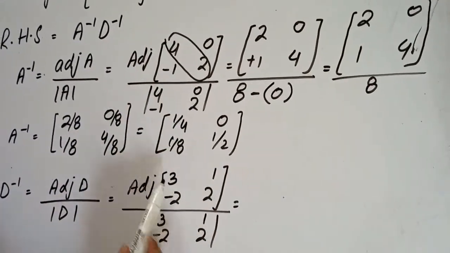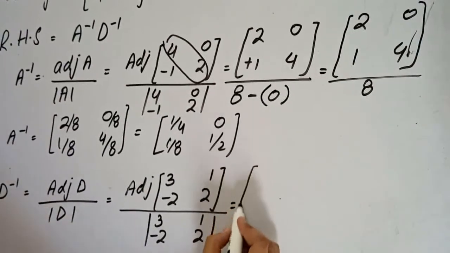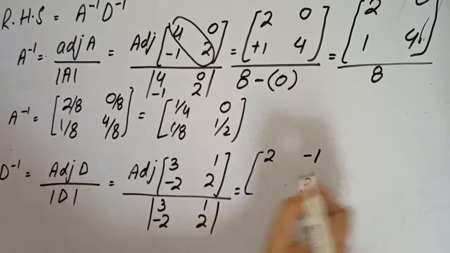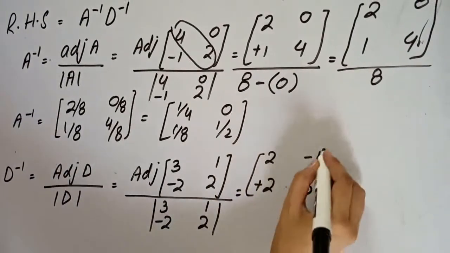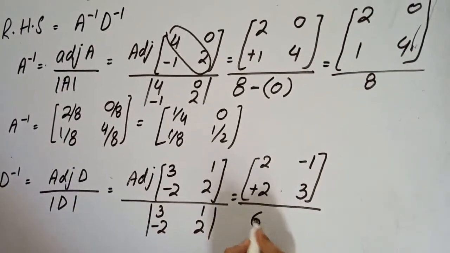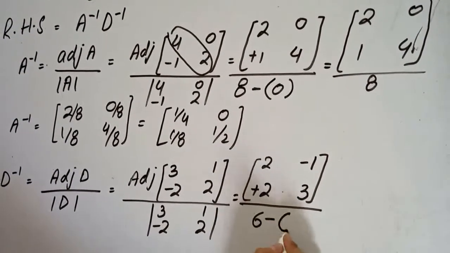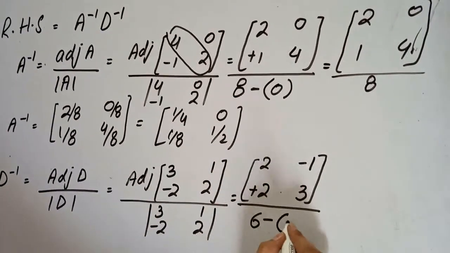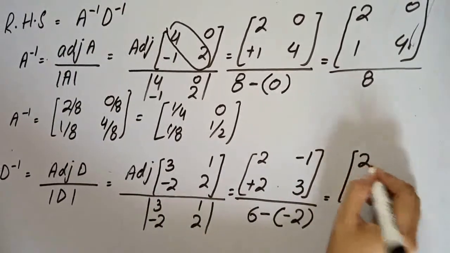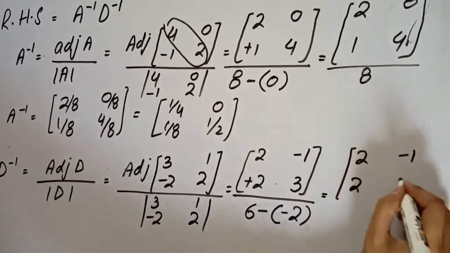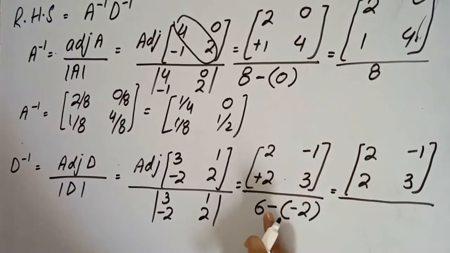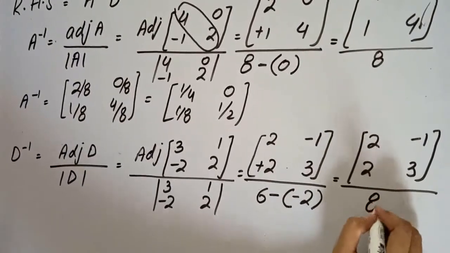We will interchange the diagonal entries. This is now 2, this is 3, plus 1 is minus 1, and minus 2 is plus 2. This is divided by the determinant: 3 2s are 6, minus, and minus 2 multiplied by 1, that is minus 2, equals 2 minus 1, 2, 3. It's divided by 6 minus minus, plus 2. 6 plus 2 is 8.